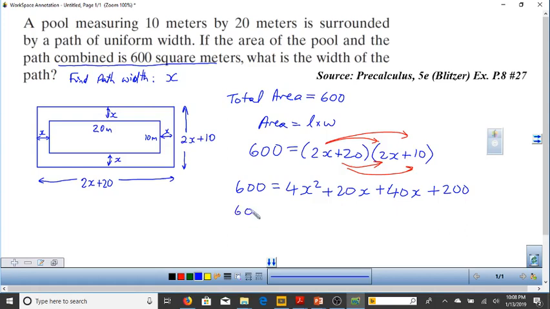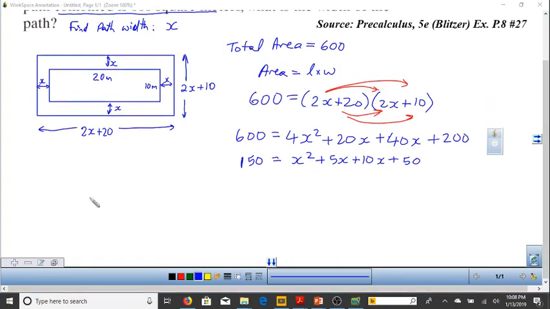So I have x squared plus 5x plus 10x plus 50. And then, oh, I forgot, 600 divided by 4 is 150. You can just check that on your calculator. Since it's a quadratic equation, we can set everything equal to 0. So I'll write it over to this side here.